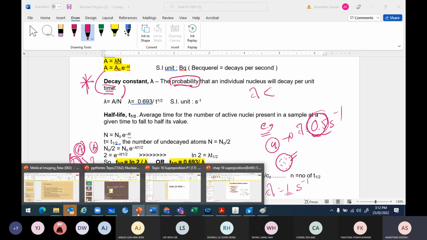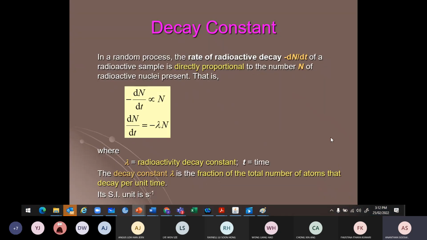Okay, so we go back. Activity equals lambda n. So the greater the lambda, the more unstable the element. What is the unit for lambda? Per second. It can be per second, per minute, per day, per year. There are lots of units for time. But if you use this formula, A equals lambda n, to calculate the activity, lambda must be in per second. Please remember, if you use A equals lambda n, the lambda unit must be in per second.